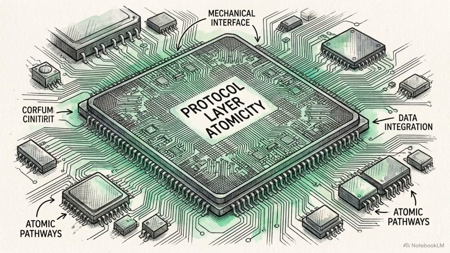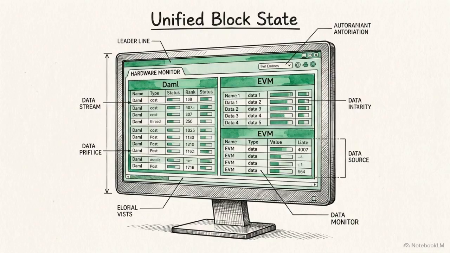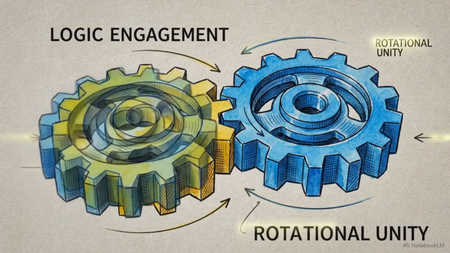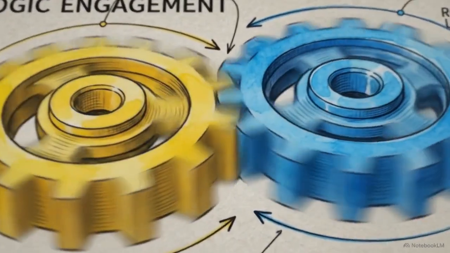Zenith circumvents all of these application layer vulnerabilities by achieving atomicity directly at the protocol layer. Through its native integration, both the Canton-based DAML transaction and the Zenith EVM smart contract execution are packaged together into a single cohesive Canton transaction view. Both legs of the trade exist within a unified consensus domain. They are processed under identical network conditions at the exact same time.